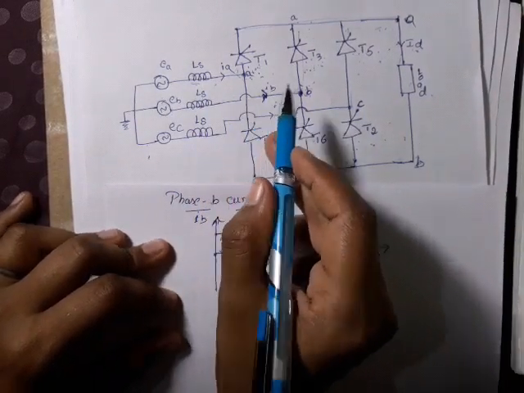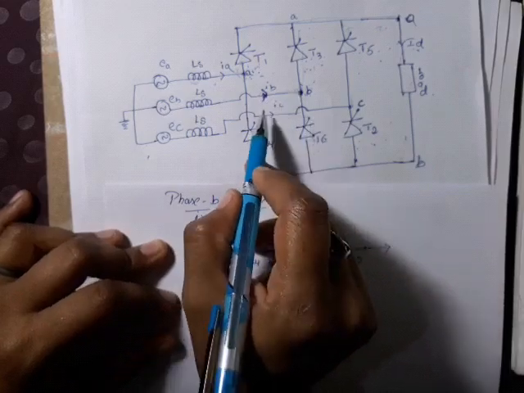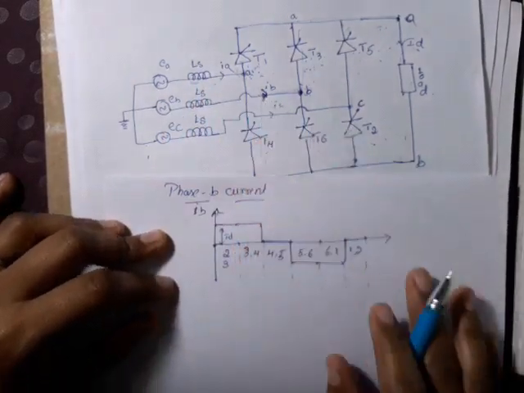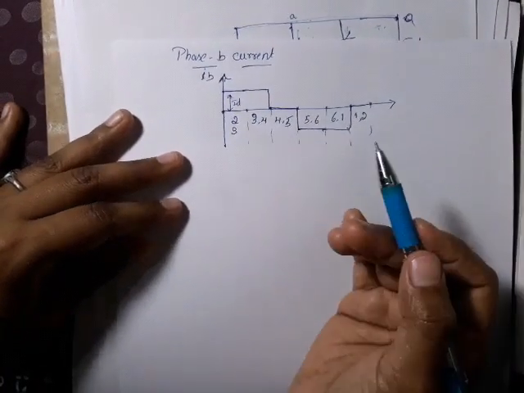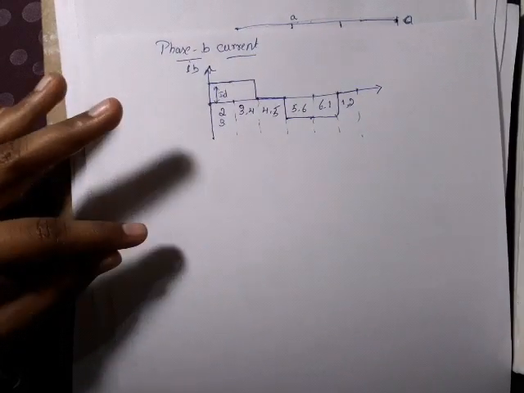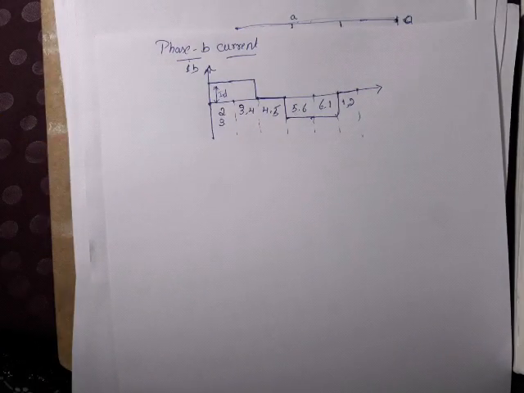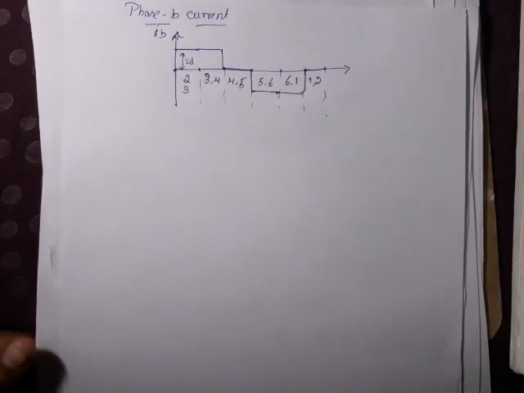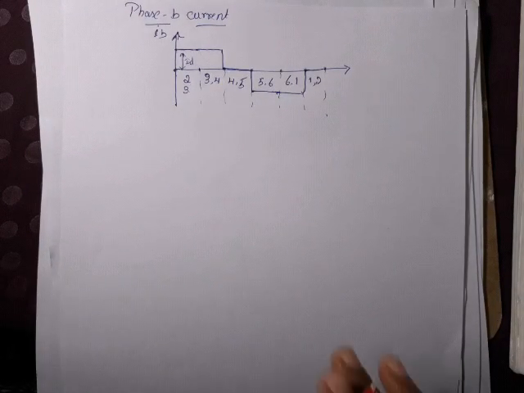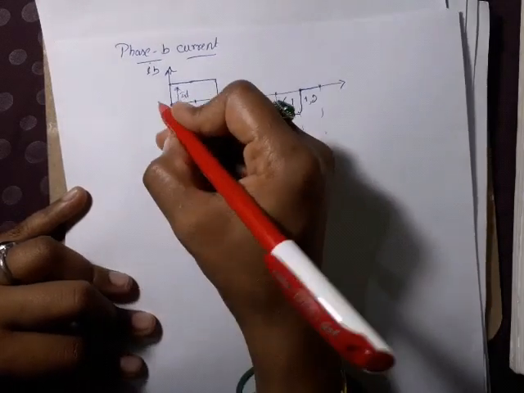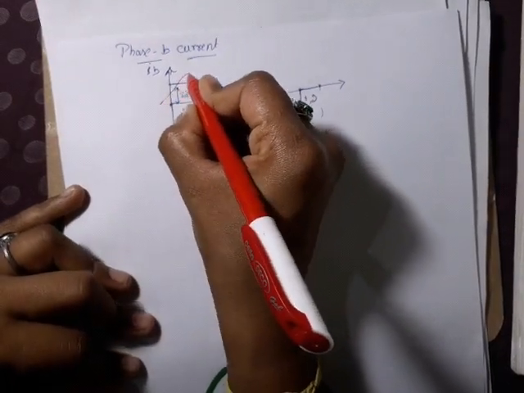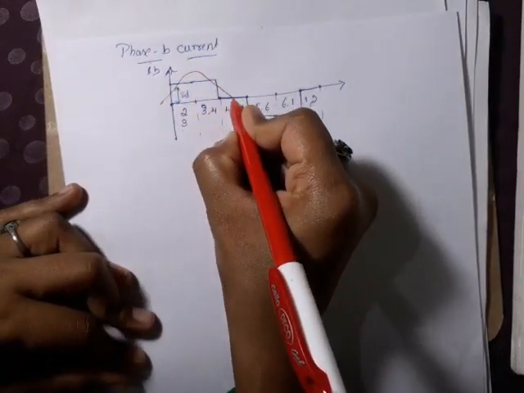IB current should be sinusoidal because this is the supply side, right? But here we are not getting a pure sine wave. We are getting something else, but we can make this a sinusoidal with certain harmonics. Just see here. Can I write like this?